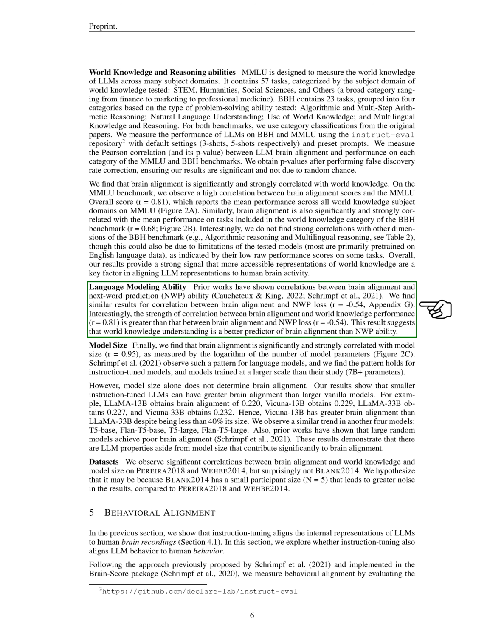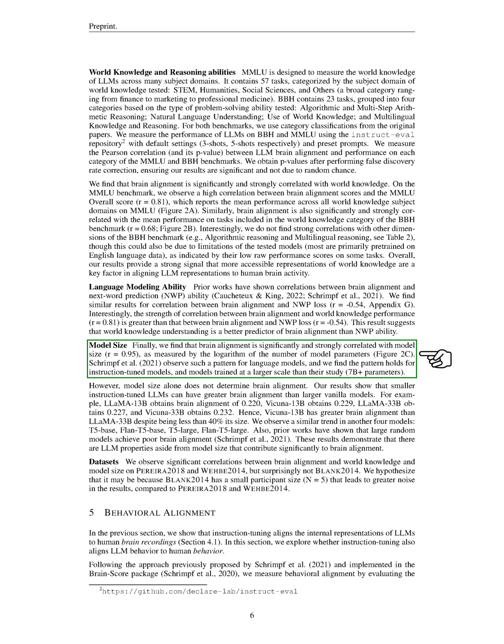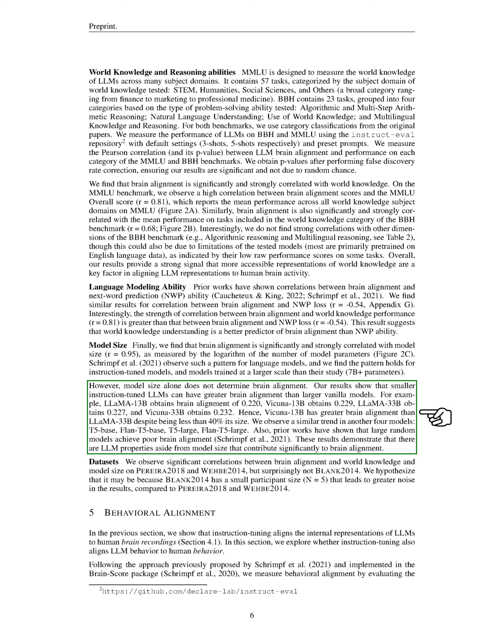ability. When it comes to model size, we found a strong correlation with brain alignment. However, size alone doesn't determine brain alignment. For instance, some smaller models had greater brain alignment than larger ones. This shows that other factors, besides size, significantly contribute to brain alignment.